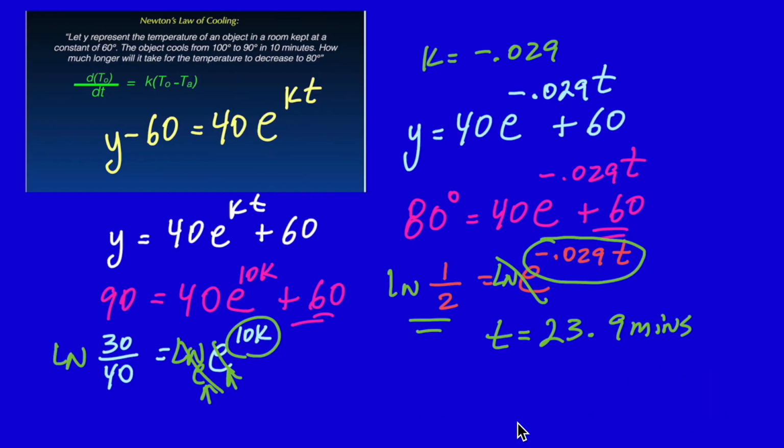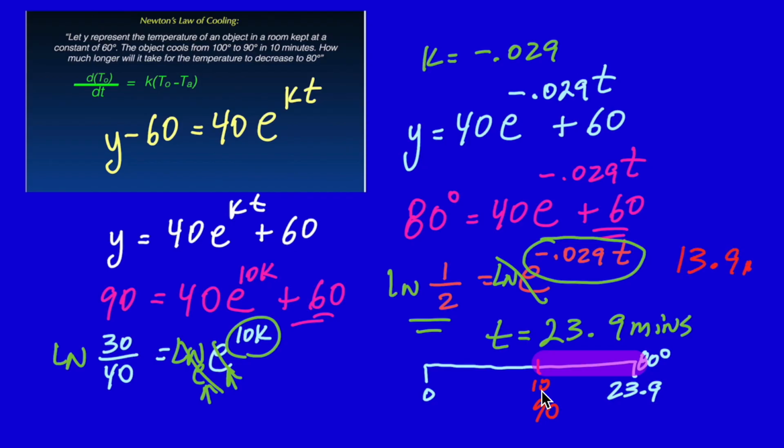Okay, so now we know, let's just do a little diagram here. We know that from time equals 0, it takes 23.9 minutes to get to 80 degrees. And we know that it took 10 minutes to get to 90 degrees because they told us that. So basically, they want to know how much longer it takes to get to 80. So that's this distance right here, that time difference. So if you do 23.9 minus 10, the final answer to this is 13.9 minutes.